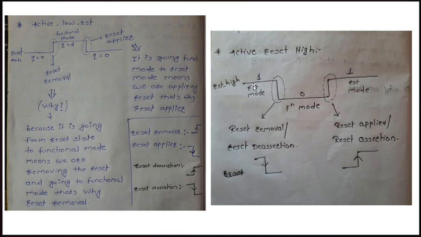And in active high reset, if the reset value is 1, then the flop is in reset mode, and whenever we give reset equals 0, the flop goes to functional mode. So whenever we give the reset high signal equals 1, then the design goes into reset mode, and whenever we give reset high equals 0 in active high reset, then it goes to functional mode, meaning the output of that flop equals data input. So this is the active high reset.